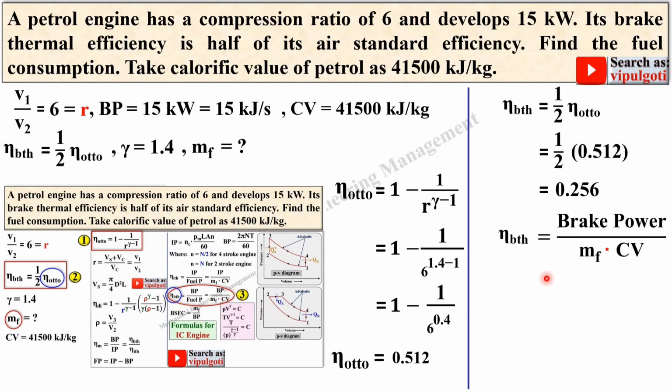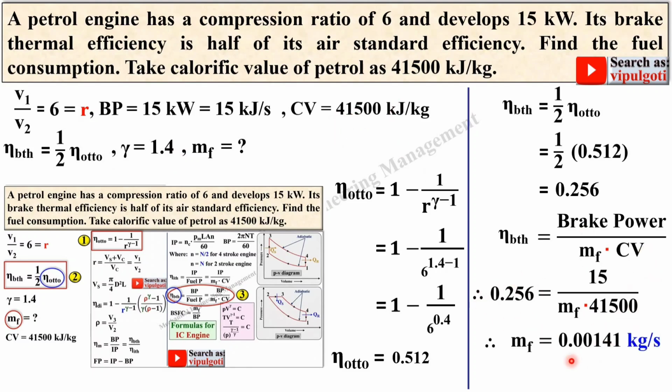Eta BTH is equal to BP upon MF into CV. Put the value over here. So 0.256. So brake power, that is already you have, 15 kilowatt. MF is the objective and CV is given to you as 41,500. Simplify this equation so that you will get the mass of the fuel as 0.00141 kg per second. So again, my dear friend, when you are going to use this equation, then your MF must be in kg per second. And this is your answer, find the fuel consumption. So make a box.